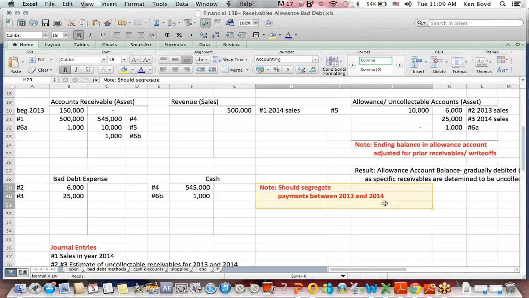Also, in a perfect world, you would segregate payments received, like the 535, and find out which payments apply to 2013 and which apply to 2014. So you can keep a schedule of your aged accounts receivable, each account with its balance and how old that balance is, so you can track just how old your receivables are. So I put these things in red. The example isn't perfect, but I wanted to point that out.